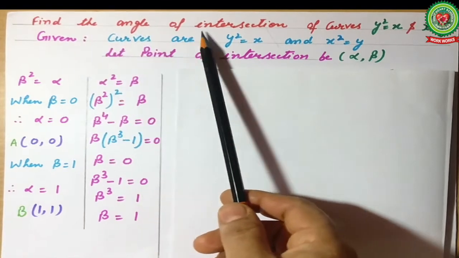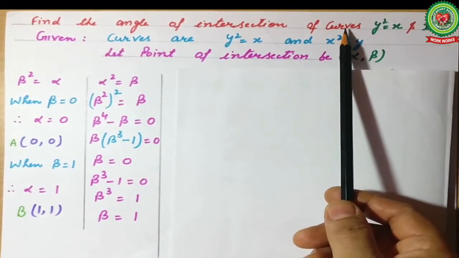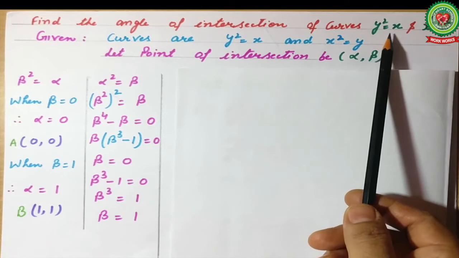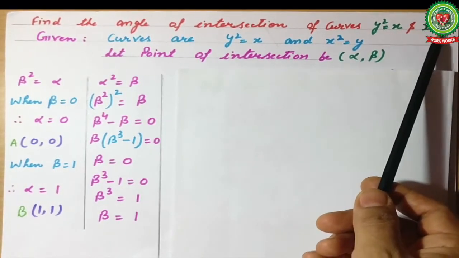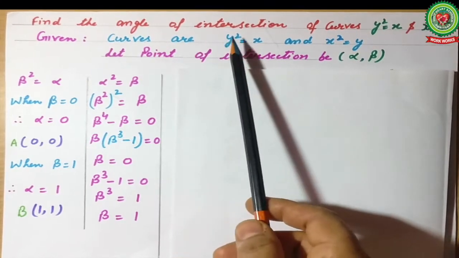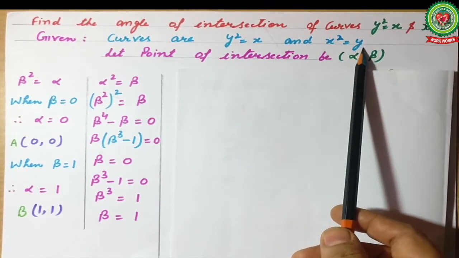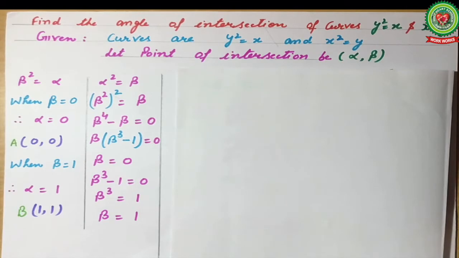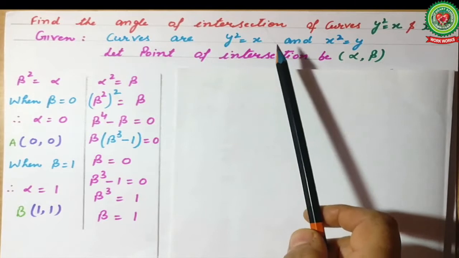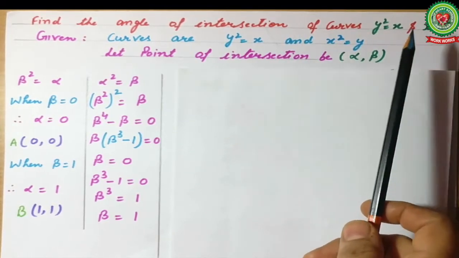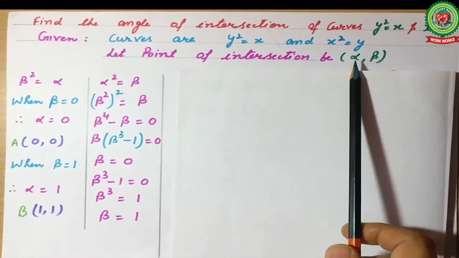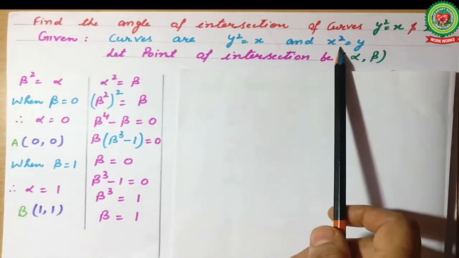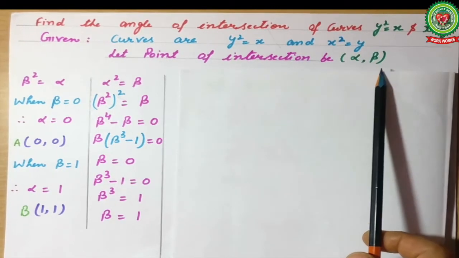Now I am taking one example for more understanding. Find the angle of intersection of the curves. In these questions, you will have two equations: y square is equal to x and x square is equal to y. First of all, we will find the point of intersection. No point is given, so we let the point be alpha, beta. By putting this point in these two equations, we will find alpha and beta.